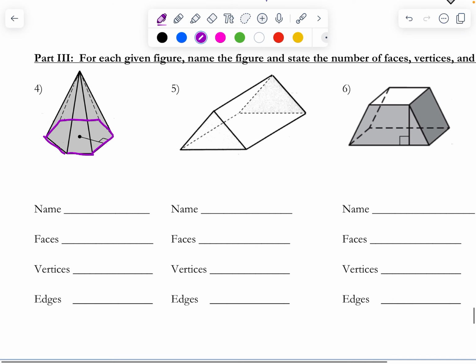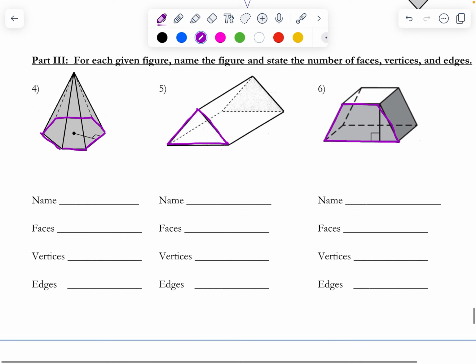Another thing is that if you always highlight the base, you won't get confused and accidentally start multiplying numbers that don't have anything to do with your base, or adding numbers to it that aren't going to be part of your base here. So, if we take a look at number one here, one thing to remember about pyramids is that they all change names dependent on the base they are based on. In this case, I have a one, two, three, four, five, six-sided polygon, which is a hexagon.